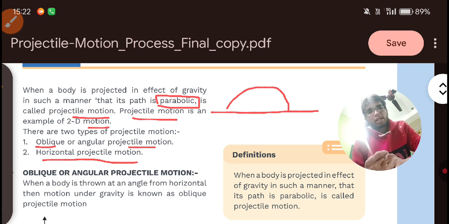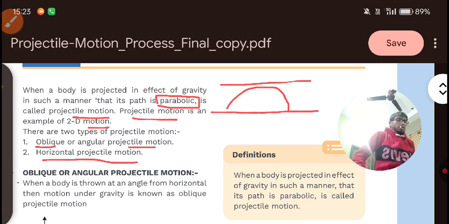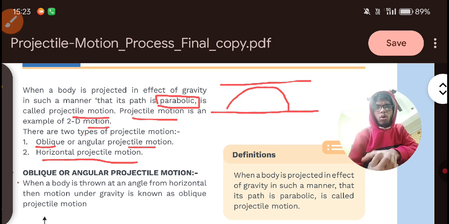Horizontal projectile, I can explain it. Projectile motion means an object is going in this direction. It can go in the east direction or in the west direction. This is the meaning of horizontal projectile motion. Now let's explore in detail these two types of projectile motion. As we saw, first is oblique or angular projectile motion.